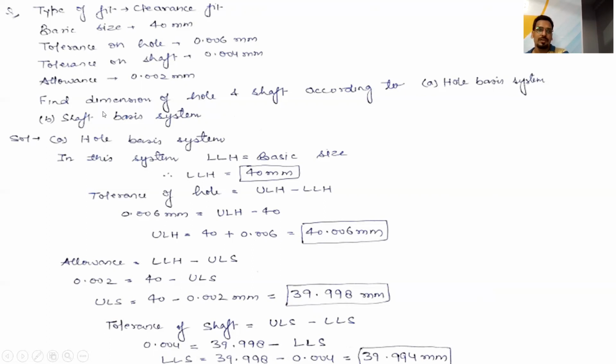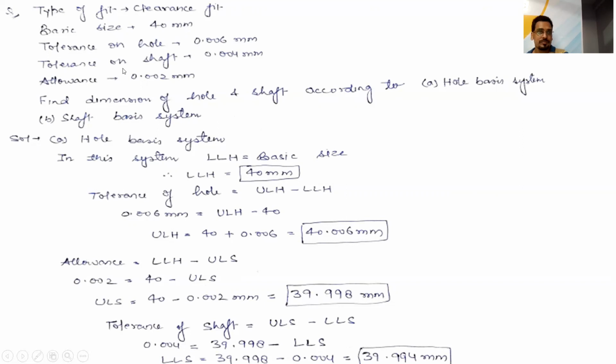Allowance. Now we have to calculate the shaft dimension, so we have to take the help of the allowance. Allowance is given by the lower limit of the hole minus the upper limit of the shaft. So put the value of allowance, that is 0.002, equals the lower limit of the hole, 40 mm, minus the upper limit of the shaft. So the upper limit of the shaft will be 39.998 mm, by putting in the value of the lower limit as well as the allowance.